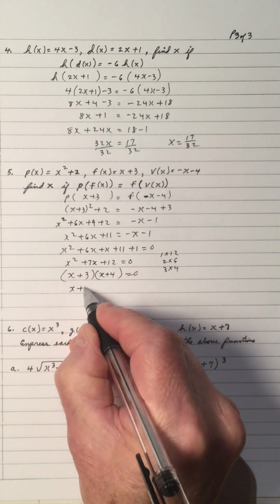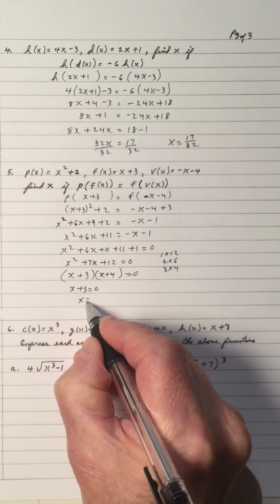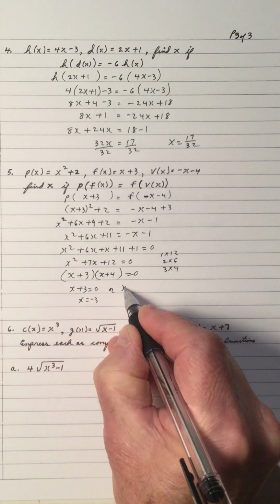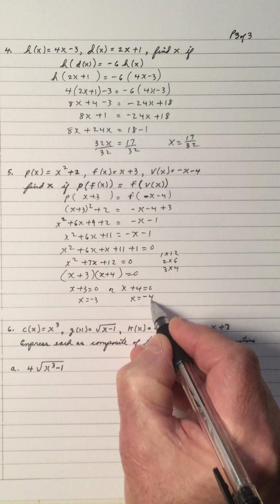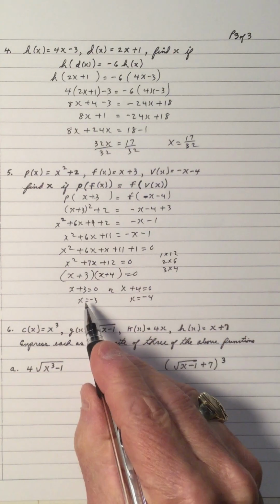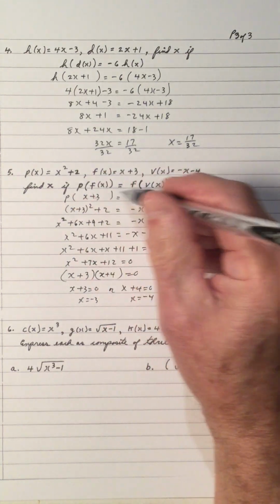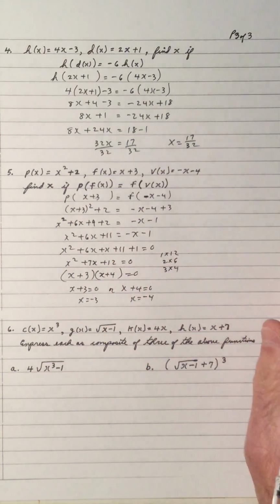So x plus 3 is equal to 0, x is negative 3. X plus 4 equals 0, so x is negative 4. So negative 3 and negative 4, both of them will fit this expression here when we're doing composite functions.